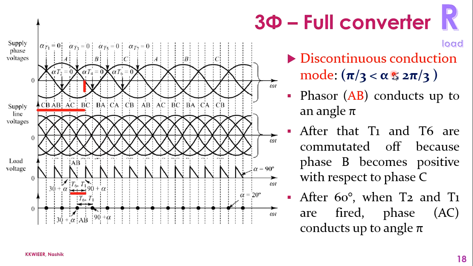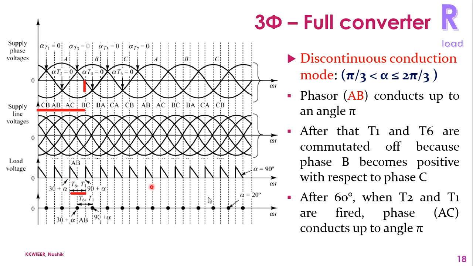Now we will see the discontinuous conduction mode. In this case, the alpha is pi by 3 to 2 pi by 3. So first the phasor AB conducts up to an angle pi. So here you can see T6 and T1 are conducting. After T1 and T6 are commutated off, because the phase B becomes positive with respect to phase C, after 60 degree T2 and T1 will get fired and phase AC conducts up to the angle pi.